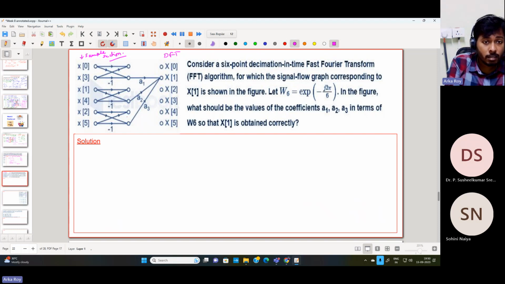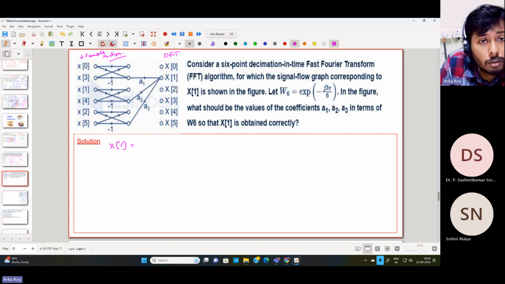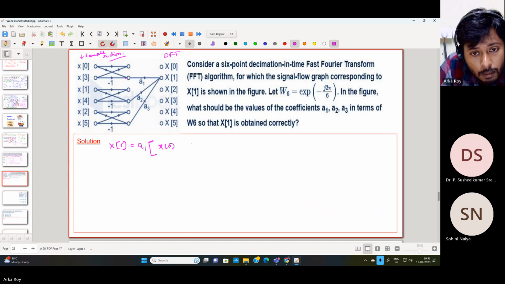So let us start exploring the signal flow graph to get X[1]. X[1] could be whatever is coming over here, multiplied with A1. So A1 multiplied with x[0] coming from this side, and from this side x[3] into -1, so I can write it as -x[3]. And then obviously it is multiplied with A1.